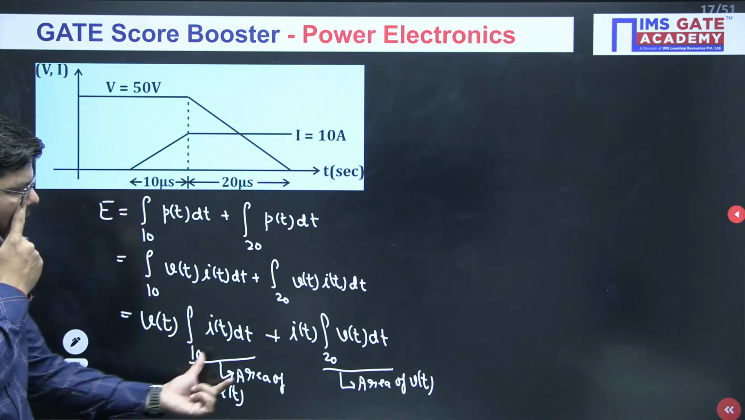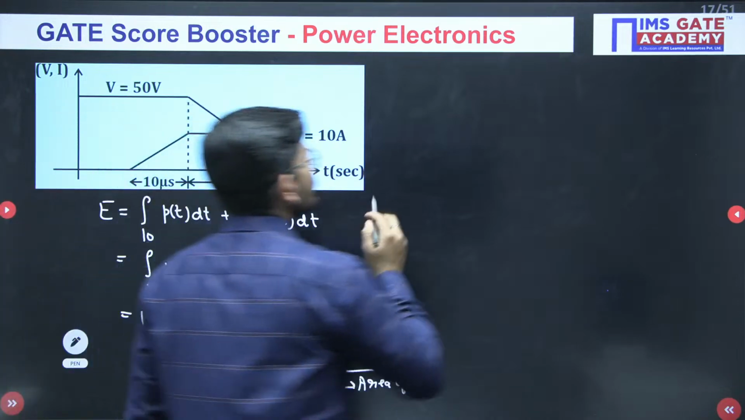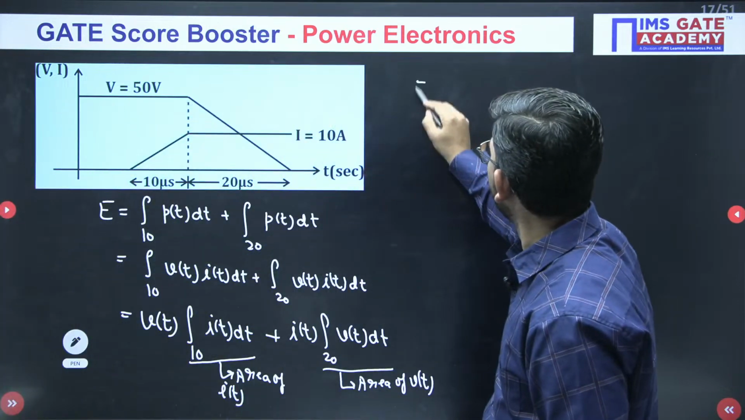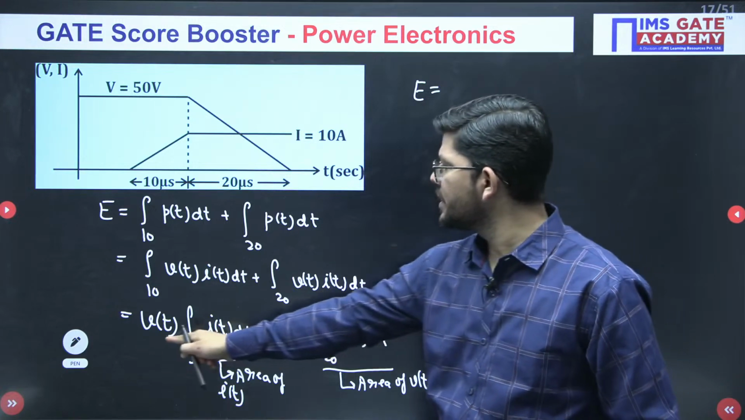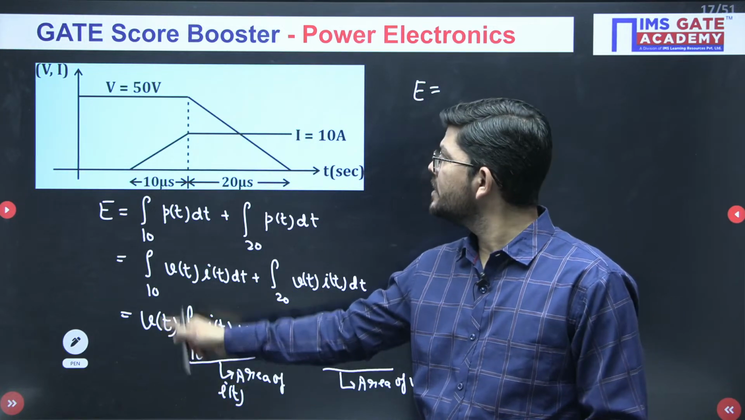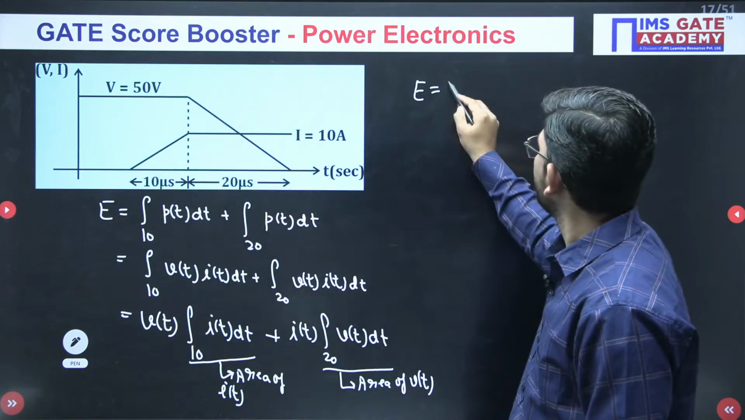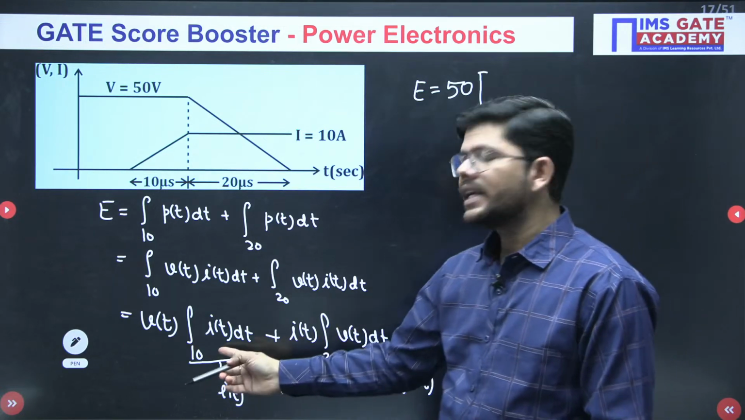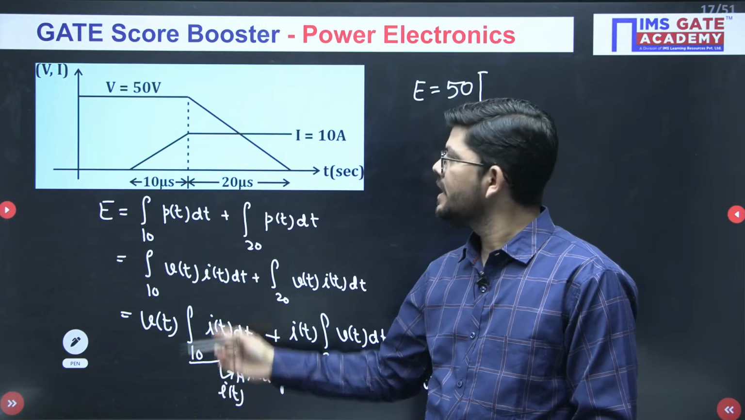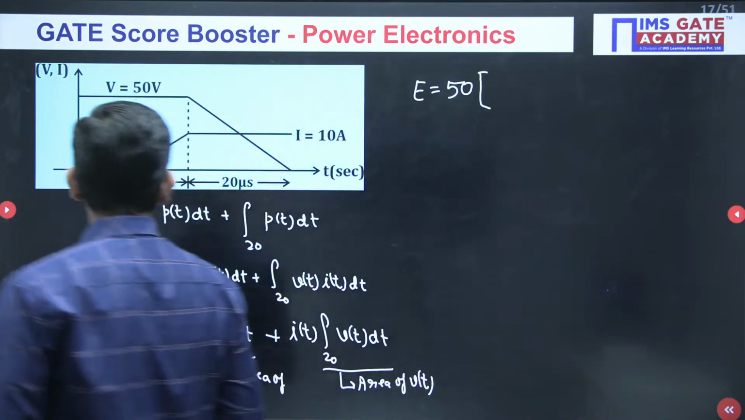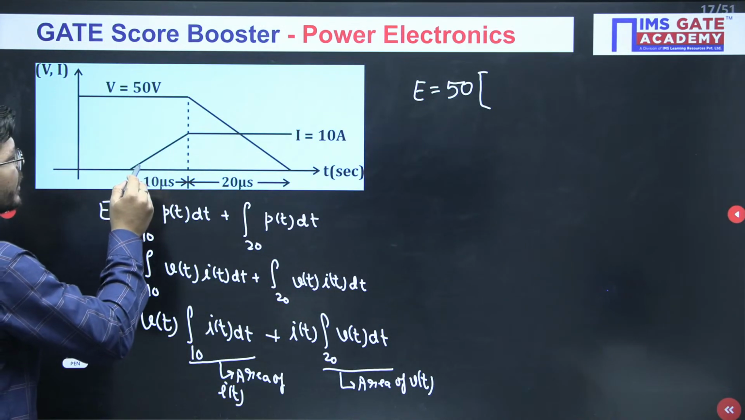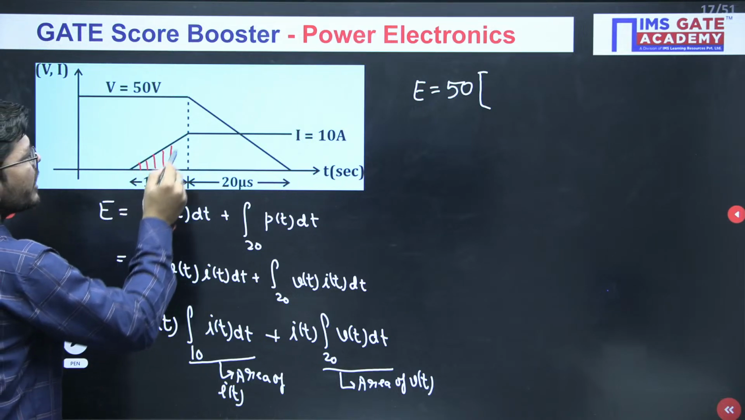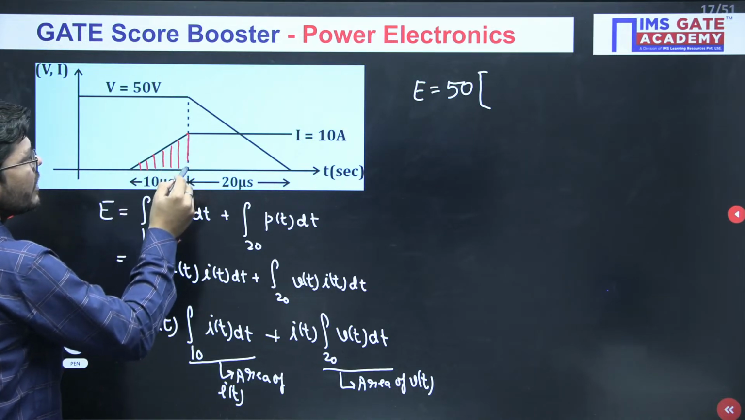Okay, area of the IT curve, area of the VT curve. So can I write the values here right now? Just see, E will be in the first integration. What is the value of VT? It is 50. Okay, this indicates the area under the current curve. So just see, this is the area under the current curve for 10 microseconds. This area you have to calculate.